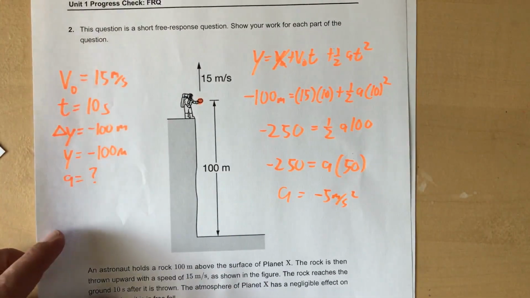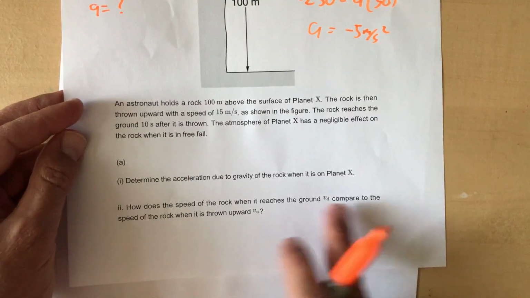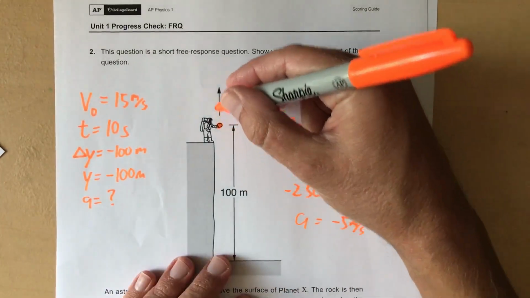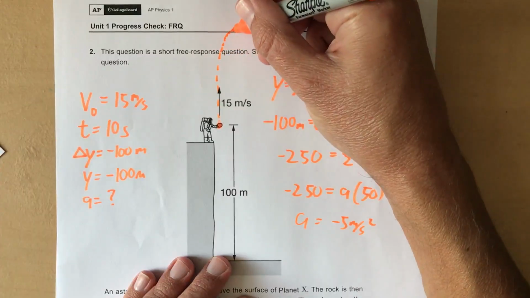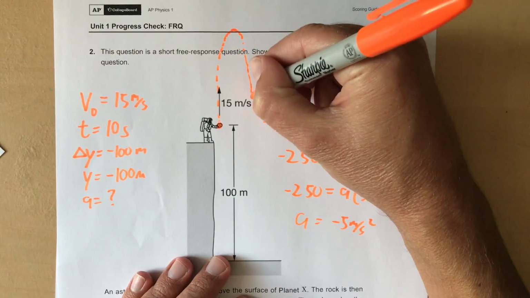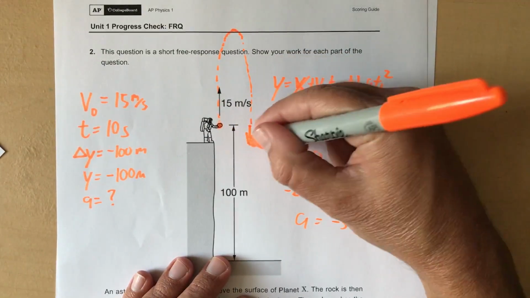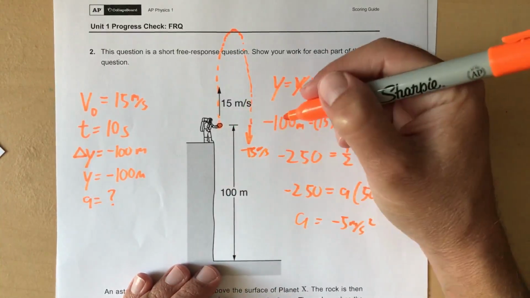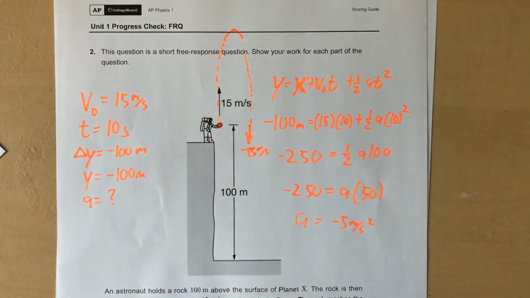The next question says, how does the speed of the rock when it reaches the ground, Vd, compare to the speed of the rock when it is thrown upwards, Vu? So here's the thing: if you throw it up at 15 meters per second, as it goes upwards, it will lose all its speed till it gets to the peak, and then it will start to come back down. By the time it gets back down to the same level that you let it go, it's going to be going negative 15 meters per second. That's right here. So it's already going negative 15 meters per second, so it's going to continue to pick up speed as it heads down there.